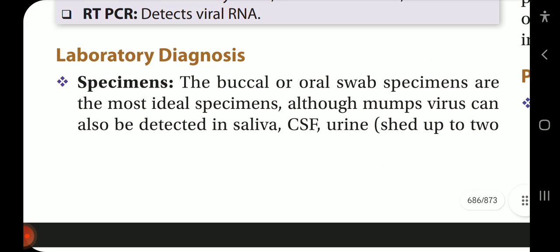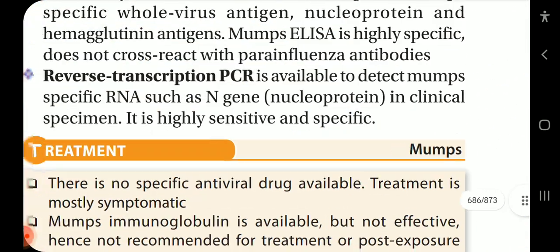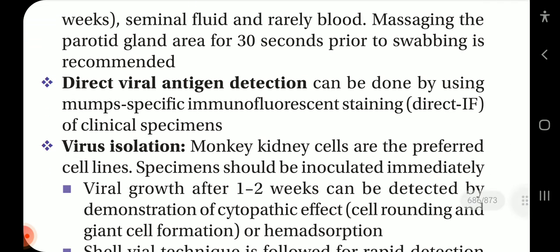Now lab diagnosis. Specimen. The buccal or oral swab specimens are the most ideal specimens, although mumps virus can also be detected in saliva, CSF and urine. They are shed up to weeks, in seminal fluid and rarely in blood. Massaging the parotid gland area for 30 seconds prior to swabbing is recommended.